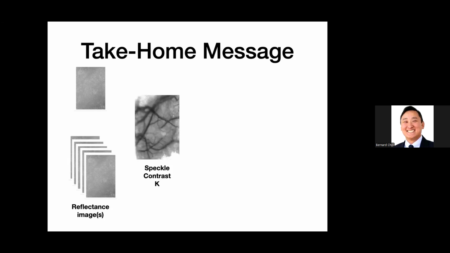Then somehow we get contrast. Christian talked about the sliding window, and that's the technique we typically use. There are other ways to do it, and I'll talk about a couple of other ways in particular. But somehow you go from the raw speckle image to the speckle contrast world.